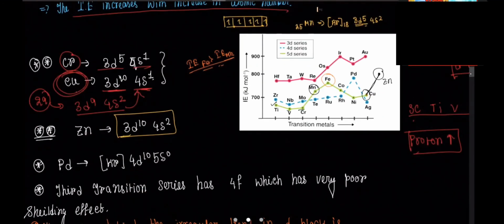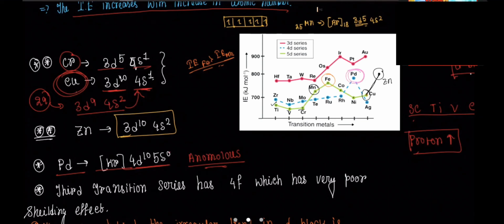Now look into the palladium. Okay, the 4d series. Over there, it's an anomalous electronic configuration, 4d10 5s0. All these anomalous electronic configurations were discussed in the last video. Because of the 4d10 electronic configuration, you can see Pd is also having a very high ionization energy because of fulfilled stability.